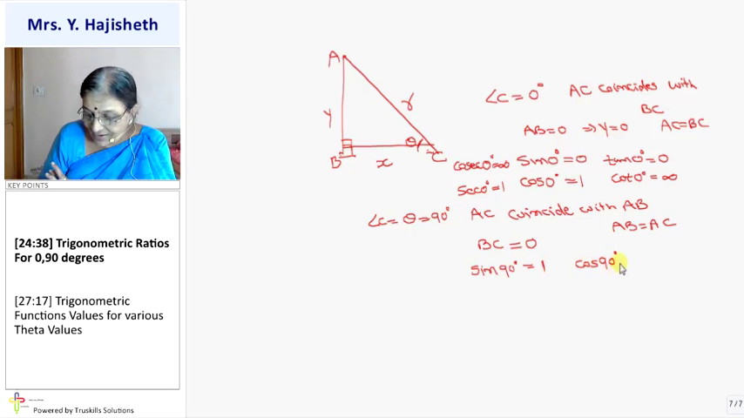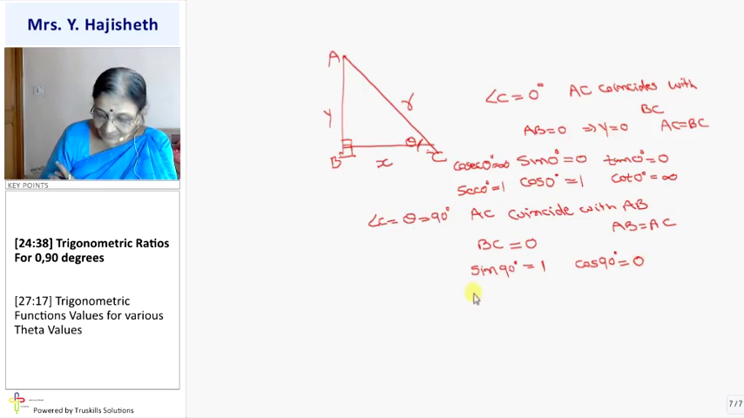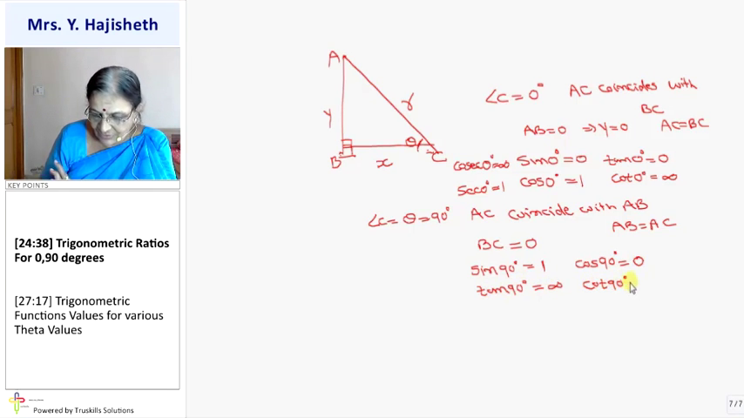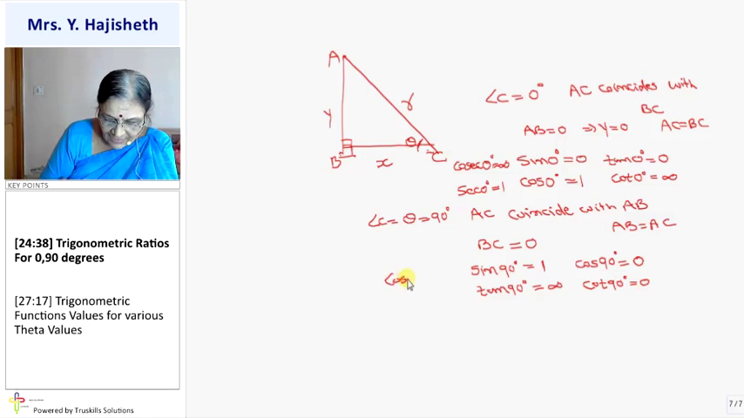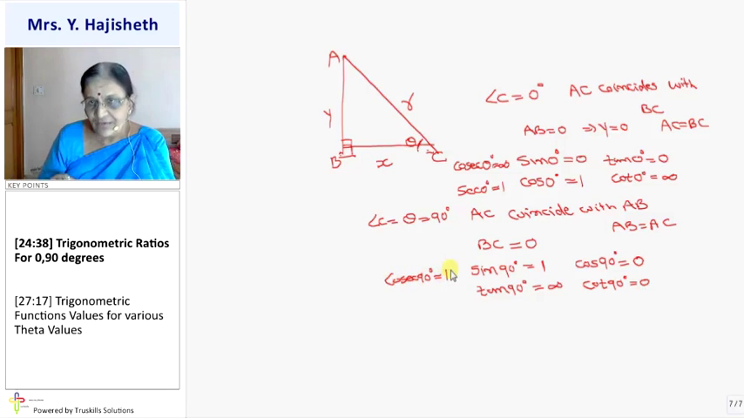Cos 90 is x by r, but x is 0, so it is 0. Tan 90 is sin 90 upon cos 90, 1 by 0, not defined. So cot 90 is 0, because the reciprocal of infinity is 0. Sin 90 is 1, so cosec 90 is also 1. The reciprocal of 1 is 1, but cos 90 is 0, so sec 90 is not defined.